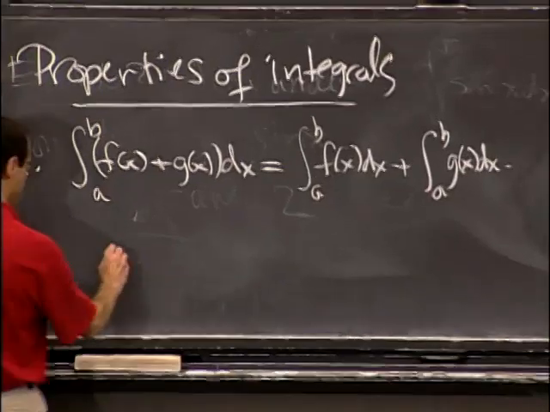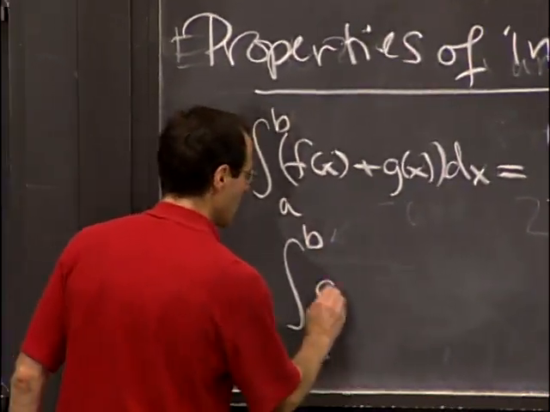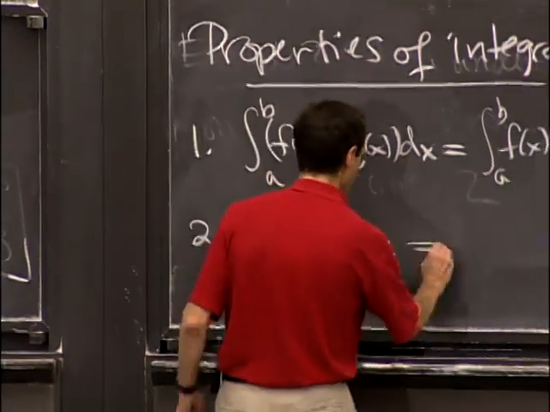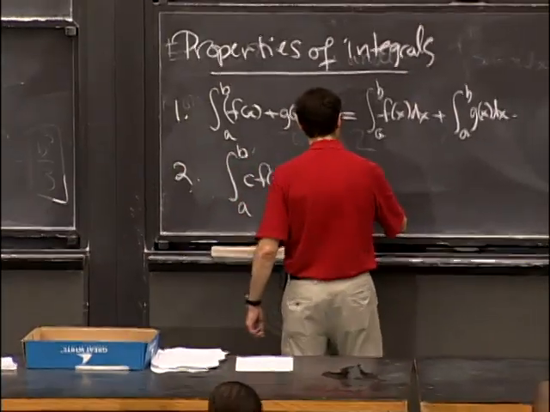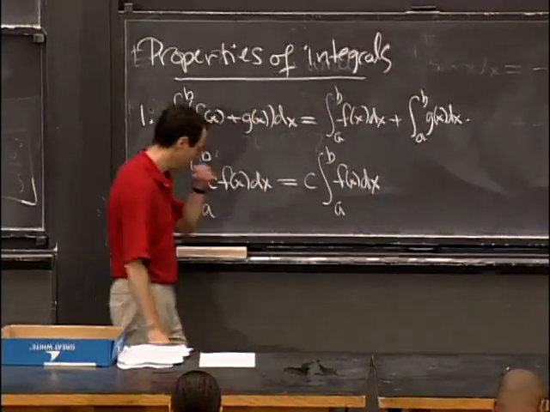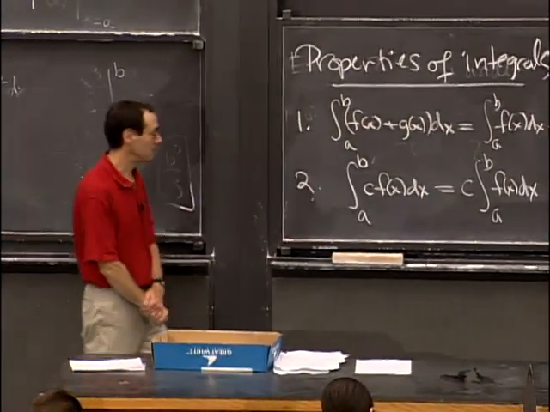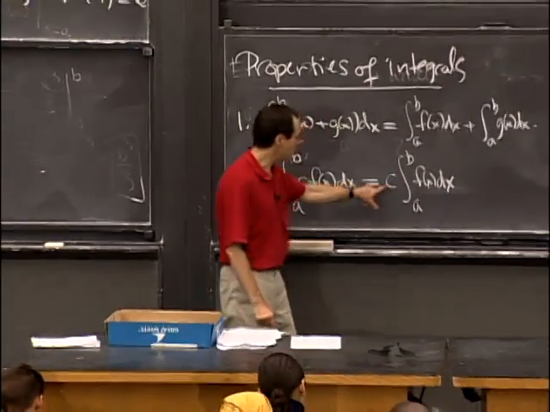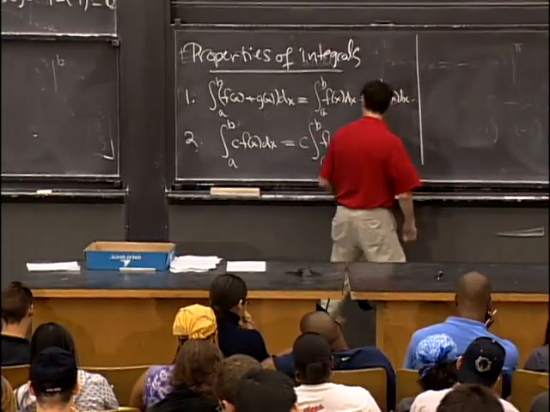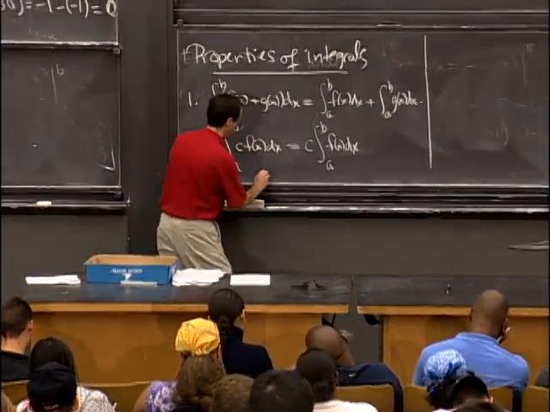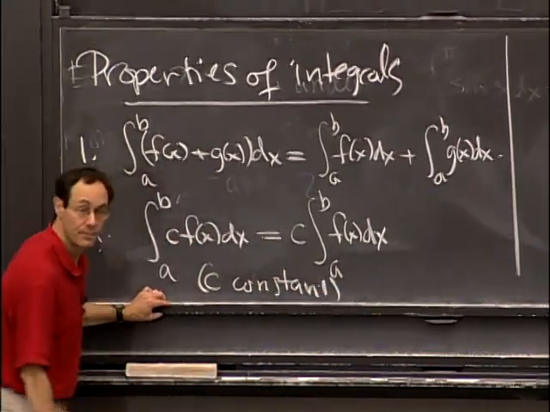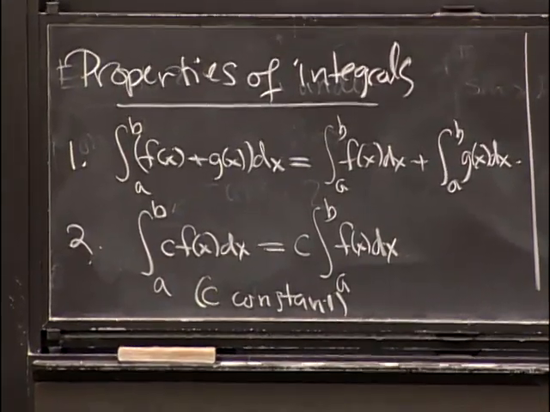And similarly, we can factor constants out of sums. So if you have an integral like this, the constant factors out. But definitely don't try to get a function out of this. That won't happen. Okay? In other words, C has to be a constant. It doesn't depend on X. All right.